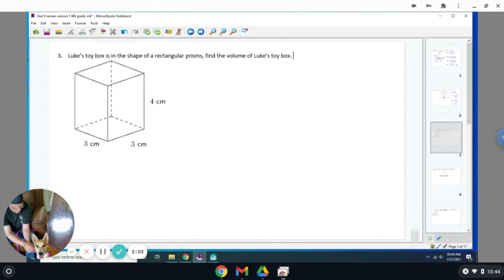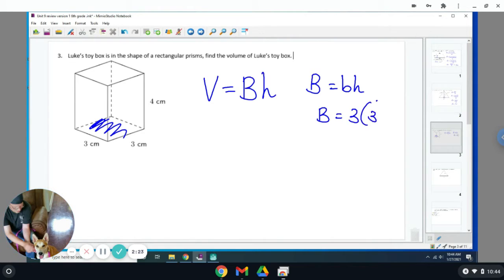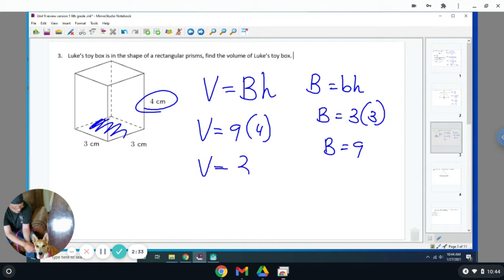All right. Next one is Luke's toy box is in the shape of a rectangular prism. So find the volume. So the volume formula is V is equal to big B times H. So big B is going to be the area of the base. So this is a base. So we're going to do base times height. So the base is 3 and the height is 3. So it'd be 9. So big B is 9, and then the height of the prism is 4. So that'd be 36 centimeters cubed because it's volume.